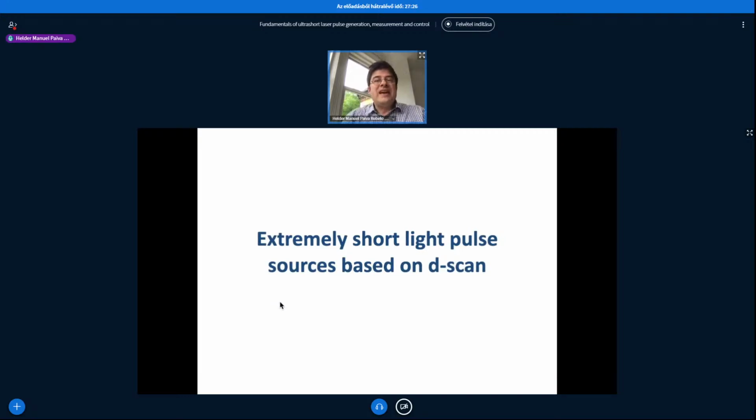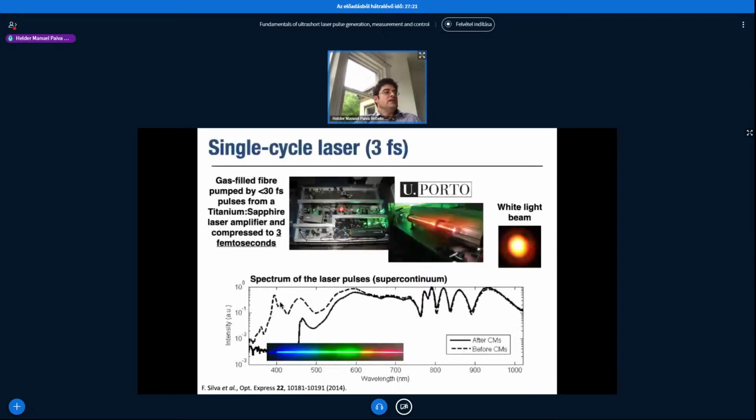So I'm going to give you now a couple of examples of extremely short light sources, which are based on dscan. This is a source we developed in Porto a few years ago, and it's based on using an ultrafast amplifier, which has a duration of around 30 femtoseconds, so very short, but not sufficiently short for certain applications like spectroscopy of really fast processes. So in order for us to go from 30 femtoseconds to 3 femtoseconds, we had to broaden the spectrum of our laser. This is a photo of the 30 femtosecond laser system.